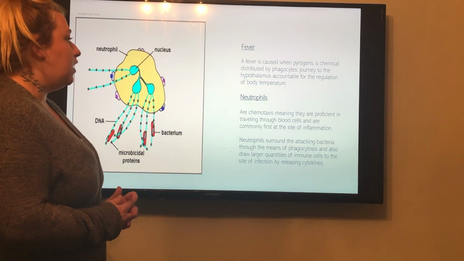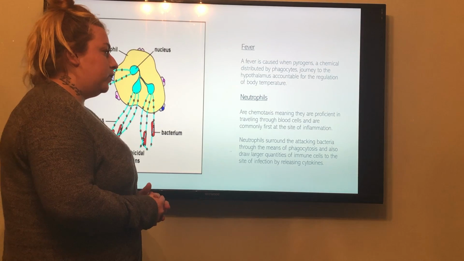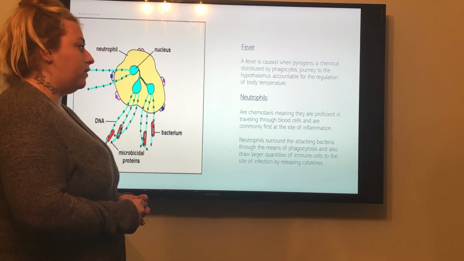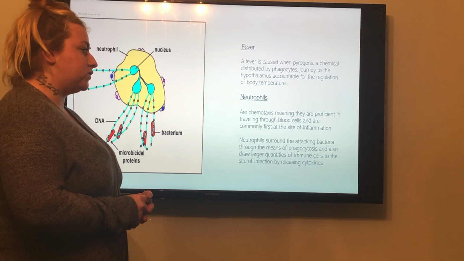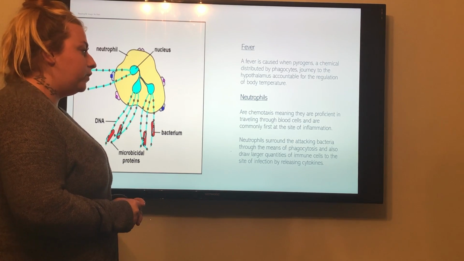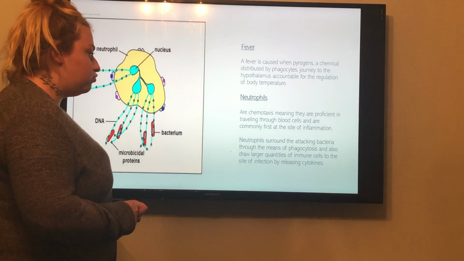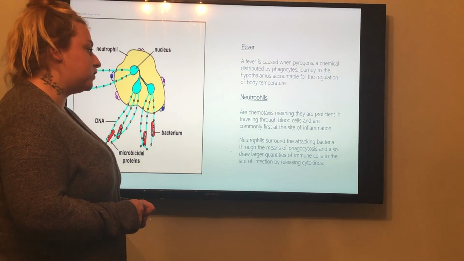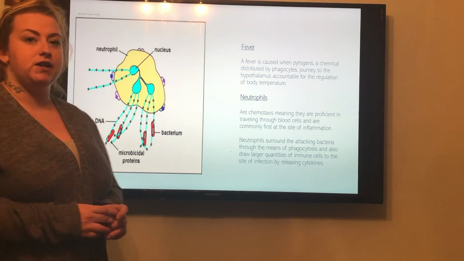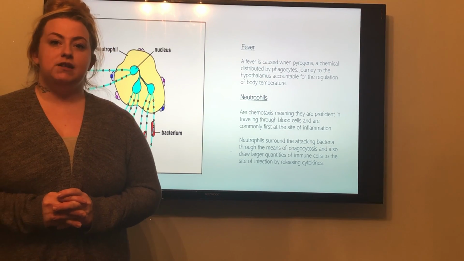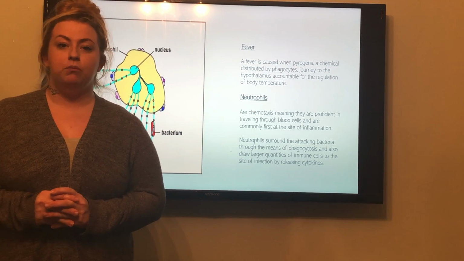And lastly are neutrophils. Neutrophils exhibit chemotaxis, meaning they are proficient in travelling through blood cells and are commonly first at the site of inflammation. Neutrophils surround the attacking bacteria through the means of phagocytosis and also draw larger quantities of immune cells to the site of infection by releasing cytokines. Now, neutrophils are the most abundant of white blood cells and typically fight an infection in the form of pus.